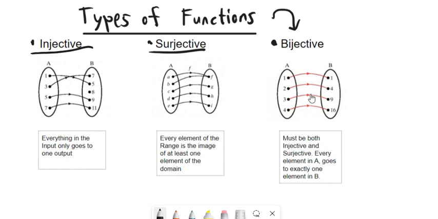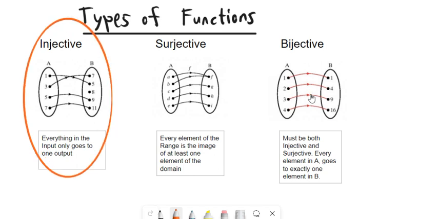Alright, so these are very confusing and it's kind of easy to mix them all up, but just have a look and we'll try and get to terms with it. So the first one is injective. We'll just go through that.